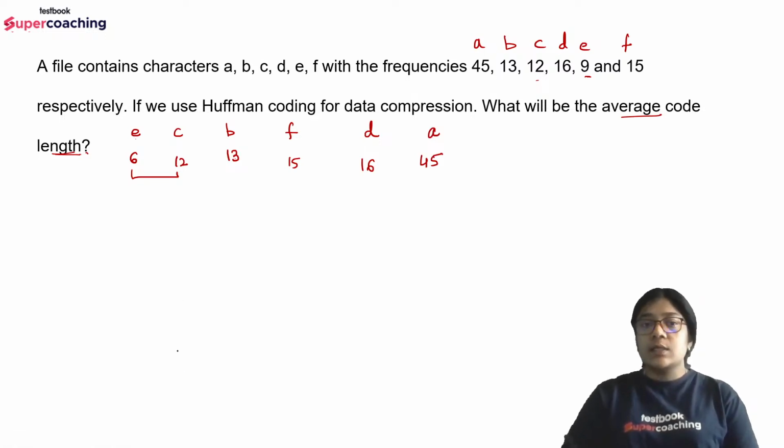So 6 is smaller than 12, so we will keep this E on the left hand side and C on the right hand side because it is greater. We deleted the first two minimums and merged them.